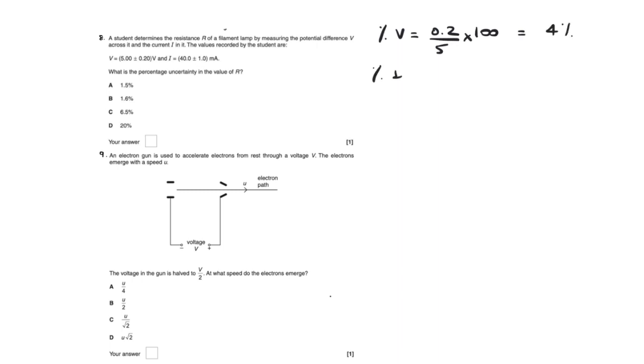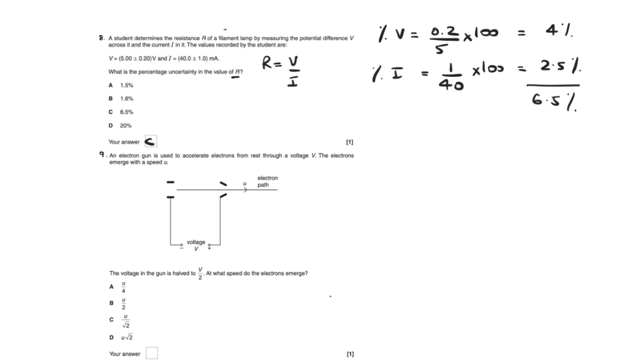Similarly, percentage uncertainty in I is equal to 1 over 40. I don't have to worry about the fact that it's in milliamps because it's a ratio such as 1 milliamp over 40 milliamps, so it cancels out. And that gives me a percentage uncertainty of 2.5%. Because now we are asked about the percentage uncertainty in R, which is V over I, it's just basically going to add up. So the two percentage uncertainties add up to 6.5%, and therefore C is my answer.